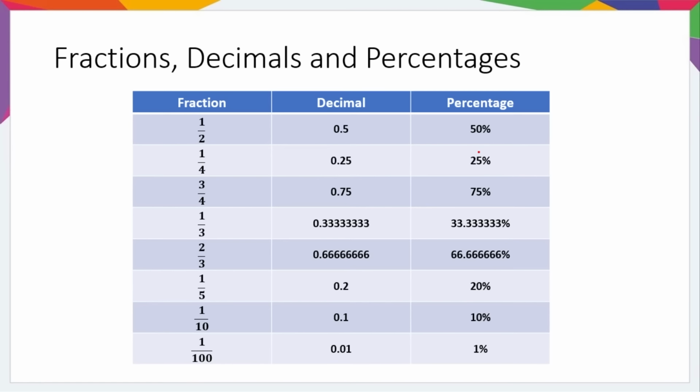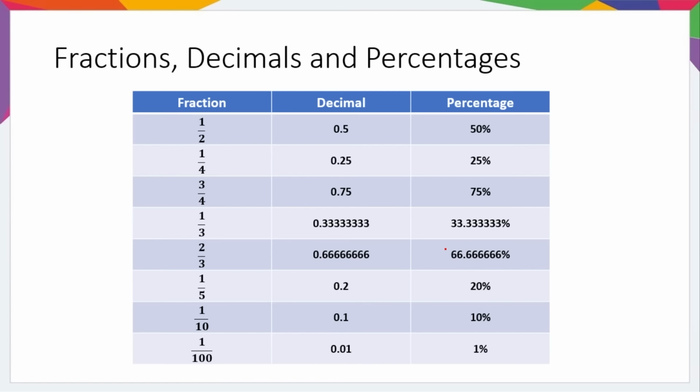And if 0.3 recurring is 1/3, then 0.6 recurring is 2/3. So 16.66666, that's 16 2/3. And again, multiply the decimal by 100 takes you to the percentage. So the percentage equivalent of 2/3 is 66.6 recurring percent. 1/5, that is 0.2, which is 20%. 1/10 is 0.1, which is 10%.